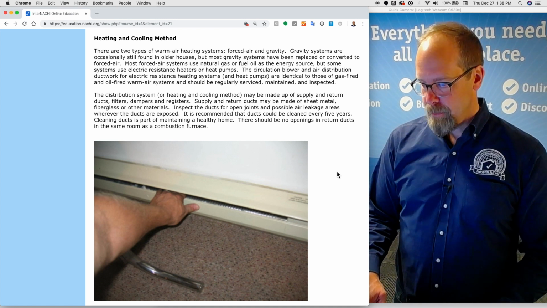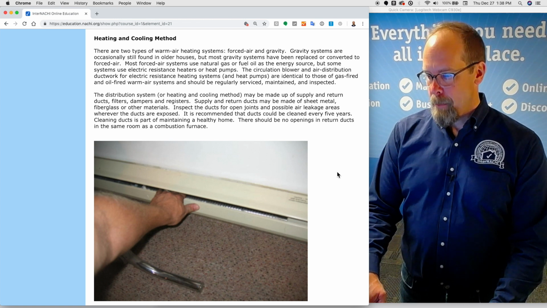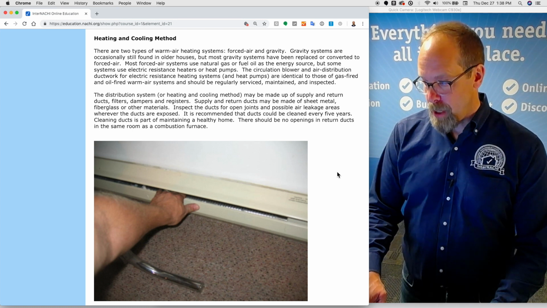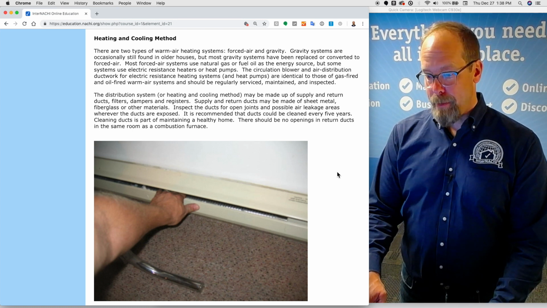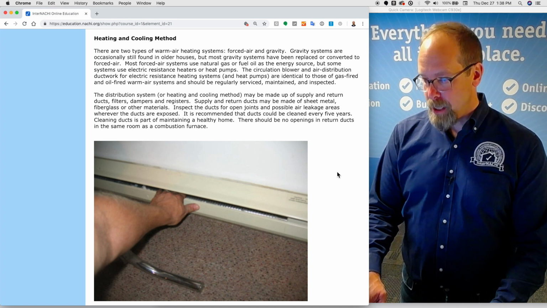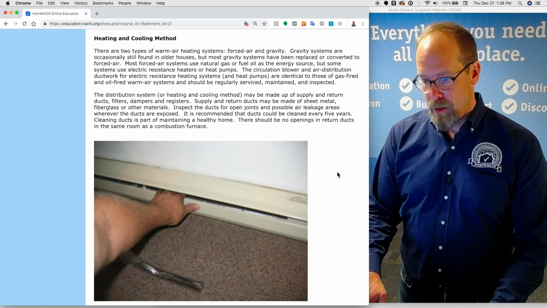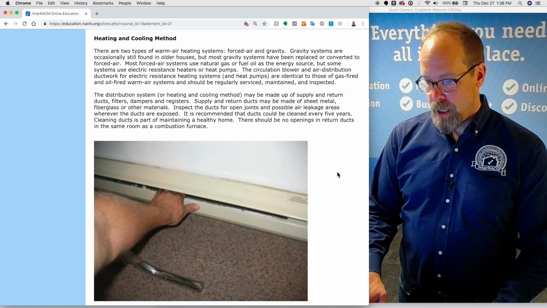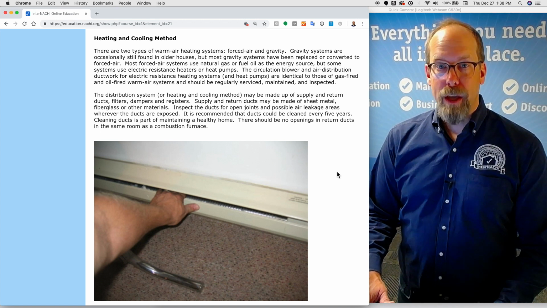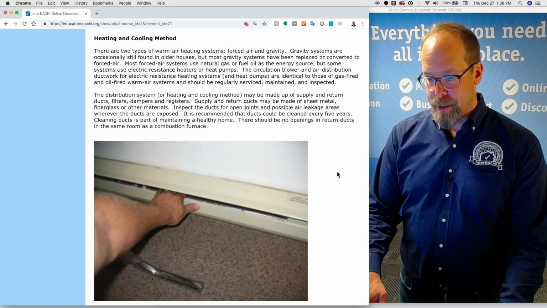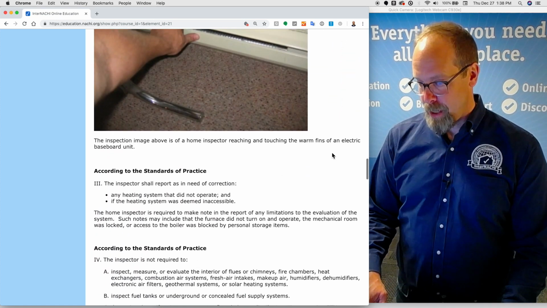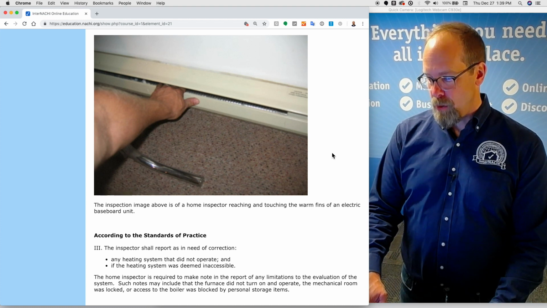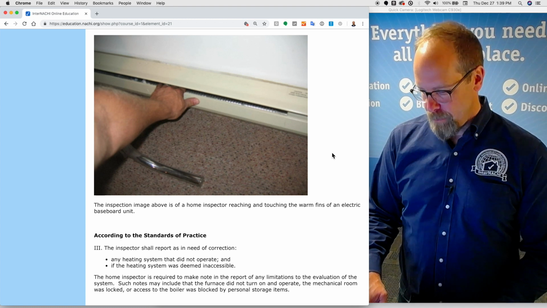The distribution system for heating and cooling method may be made up of supply and return ducts, filters, dampers, and registers. Supply and return ducts may be made of sheet metal, fiberglass, or other materials. You can inspect the ducts for open joints and possible air leakage areas wherever the ducts are exposed. It's recommended that ducts should be cleaned every 5 years. Cleaning ducts is part of maintaining a healthy home. There should be no openings in return ducts in the same room as a combustion furnace. That's hazardous. And this inspection image is of a home inspector reaching and touching the warm fins of an electric baseboard unit.